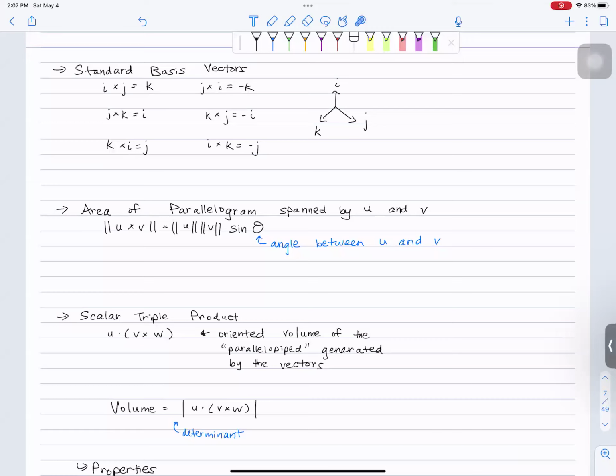So the area of a parallelogram can use this cross product formula. And we also have the scalar triple product.